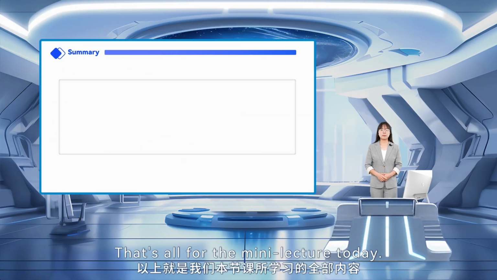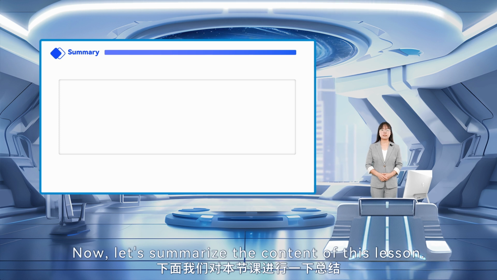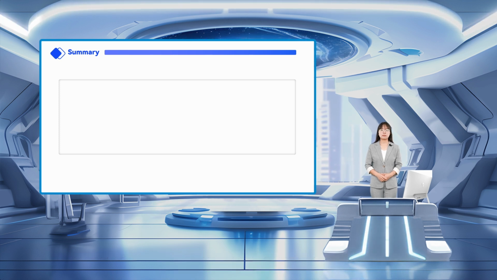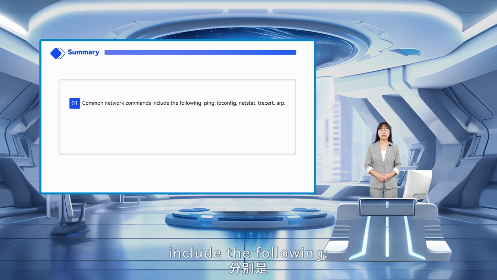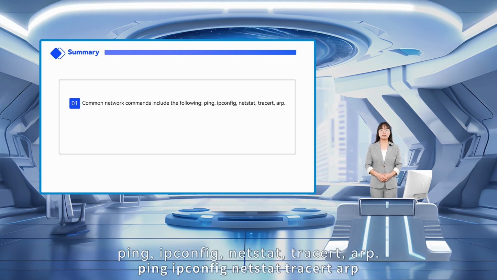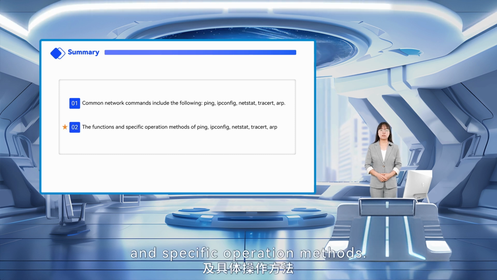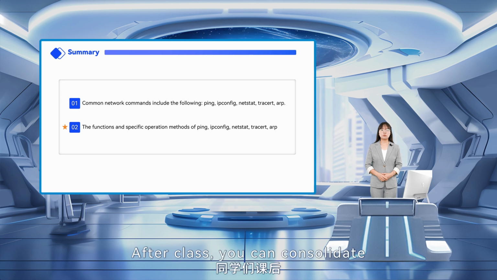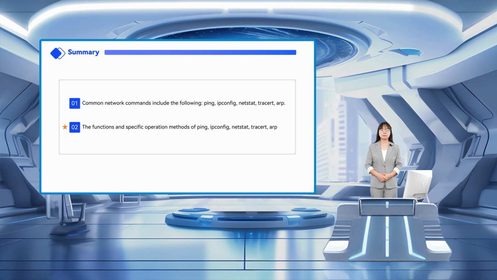That's all for the mini lecture today. Now, let's summarize the content of this lesson. In this lesson, we have learned the common network commands include the following: ping, IP configuration, netstat, tracert, ARP. We also covered their functions and specific operation methods. After class, you can consolidate and deepen your understanding according to the syntax of each command.